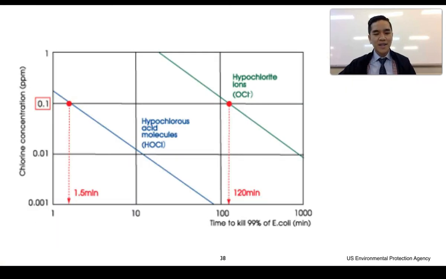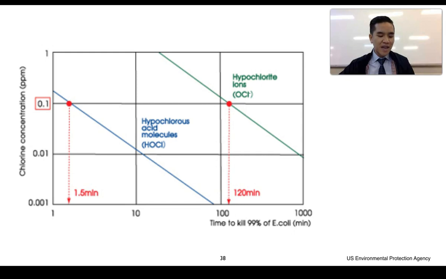To finish up, we can see how significant the difference is in the ability for, say, hypochlorous acid and hypochlorite ions in their oxidizing ability. This graph shows that it takes approximately 1.5 minutes for hypochlorous acid at a concentration of 0.1 parts per million to kill 99% of E. coli bacteria, whereas if we had a sample of hypochlorite ions at the same concentration, it would take 120 minutes to do exactly the same thing.